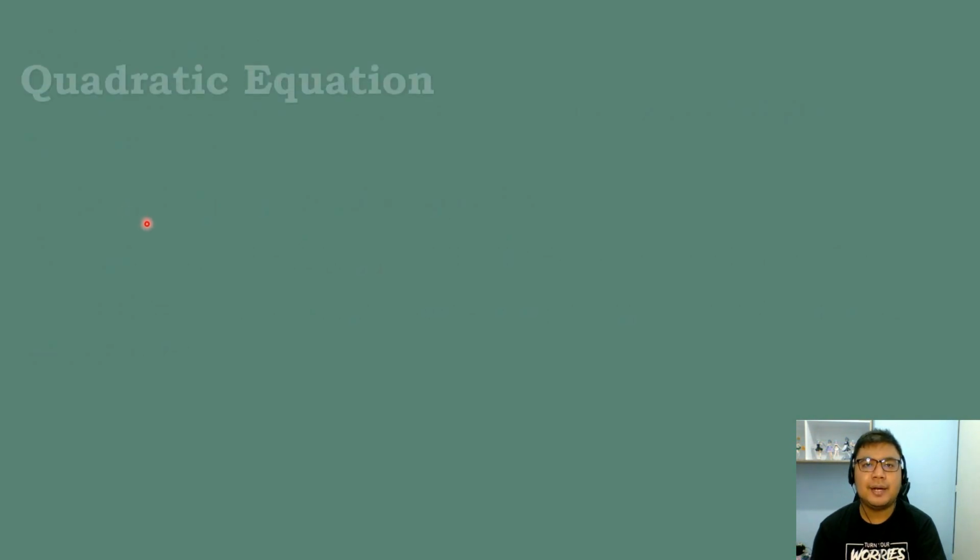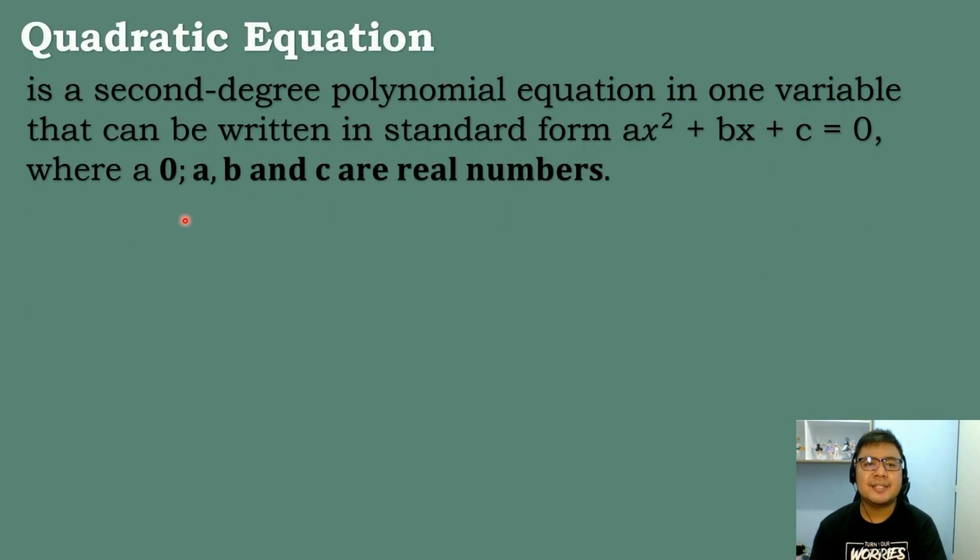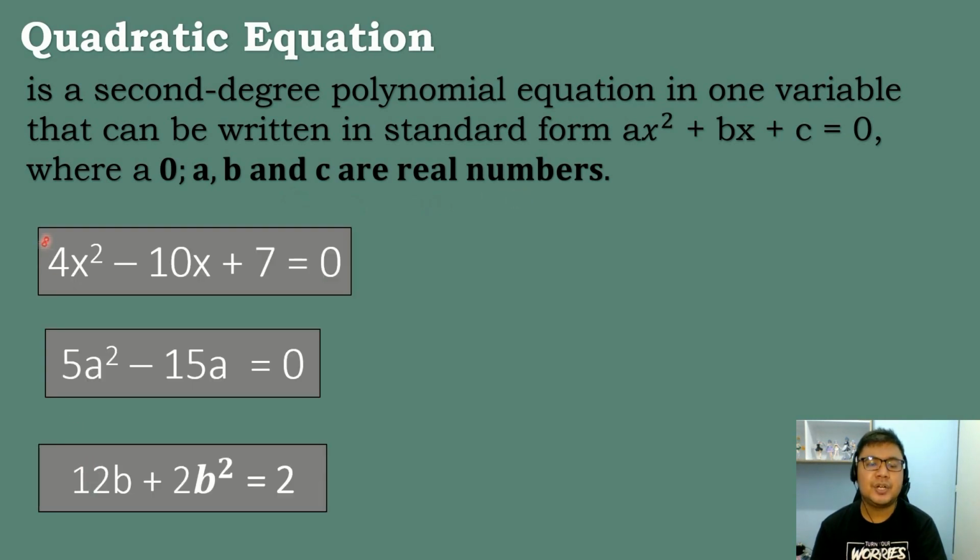When we say quadratic equation, it is a second-degree polynomial equation in one variable that can be written in standard form ax squared plus bx plus c is equal to 0, where a is not equal to 0, and a, b, and c are also real numbers. So these are examples of quadratic equation.